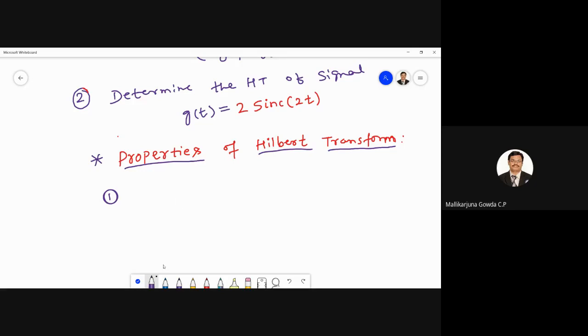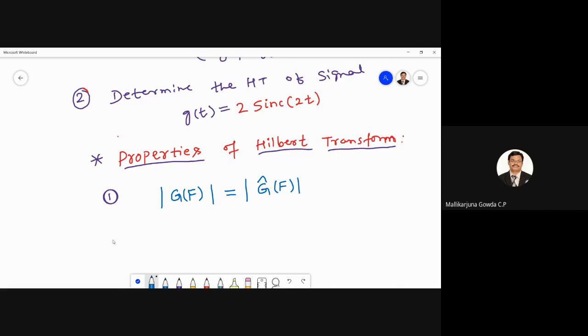So I can write the magnitude spectrum in the frequency domain, G of f. This is the magnitude spectrum, which is equal to the magnitude spectrum of its Hilbert transform, that is G cap of f. This is the first property. Hope I conveyed it: the magnitude spectrum of the signal g of t and its Hilbert transform g cap of t will be the same.